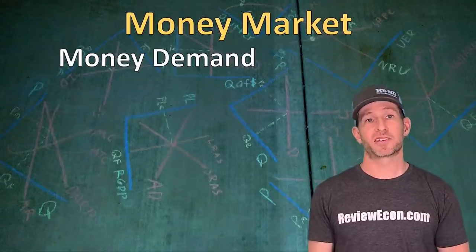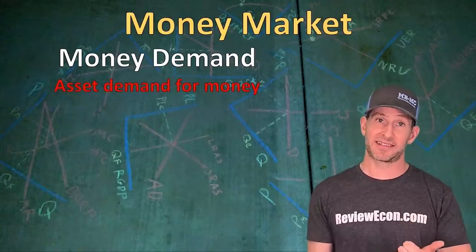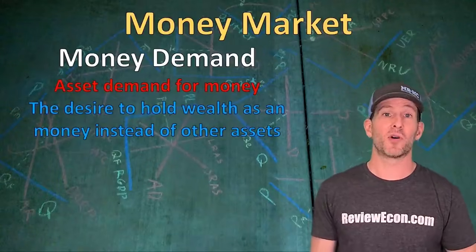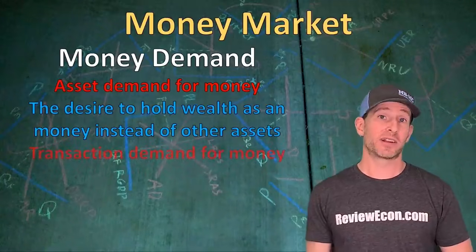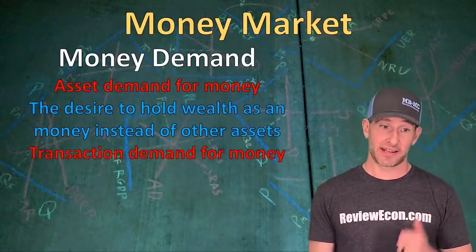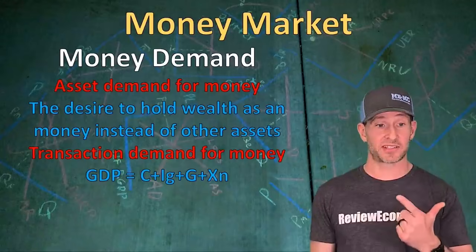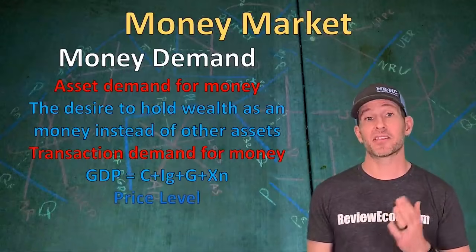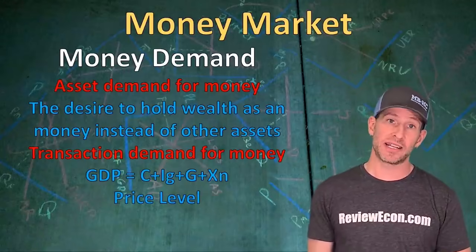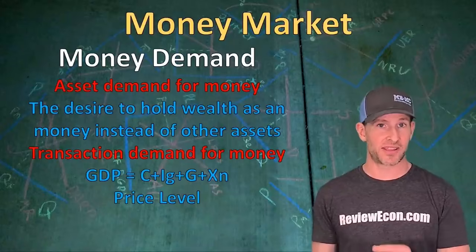The demand for money is comprised of two things. First is the asset demand for money. That's people's desire to hold their wealth as money. The second one is the transaction demand for money. That is the GDP, C plus I plus G plus X, and the price level. Those are the dollars we need to process the transactions within the economy.